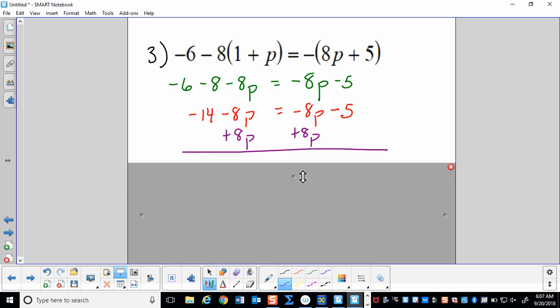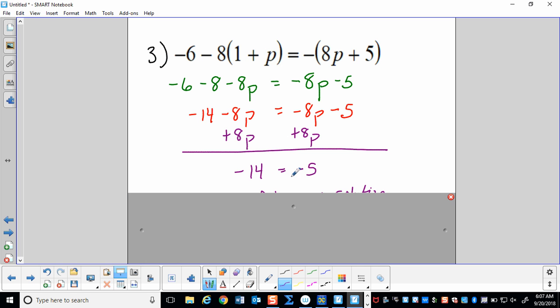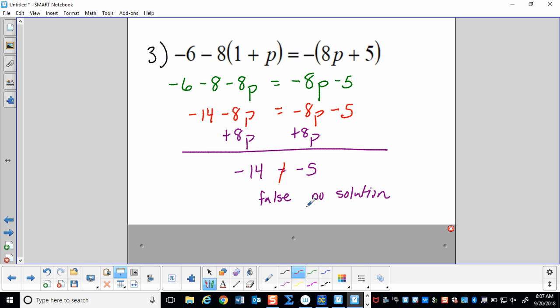I add 8p to both sides. I get a -14 is equal to a -5. Well, that's a false statement. In fact, -14 is not equal to -5. So when you get a false statement, your solution is no solution.